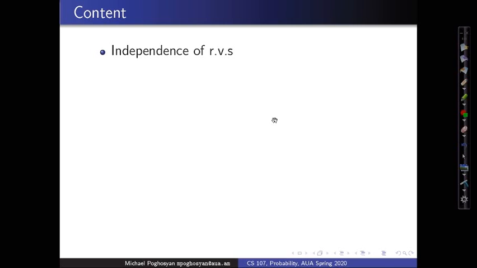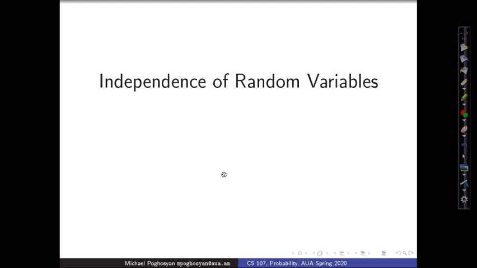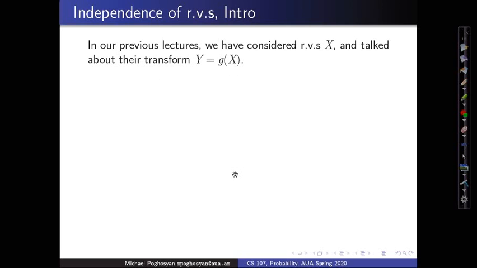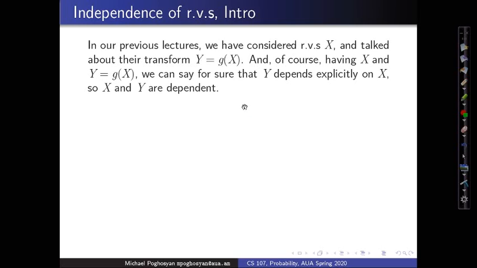And today we're gonna cover the topic of independence of random variables. So in our previous lectures we have considered random variables and talked about their transformation, applying some function to that x and getting a new random variable. So y is our new random variable obtained by applying some function g to x.